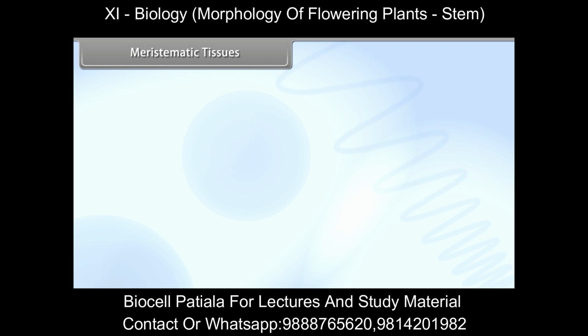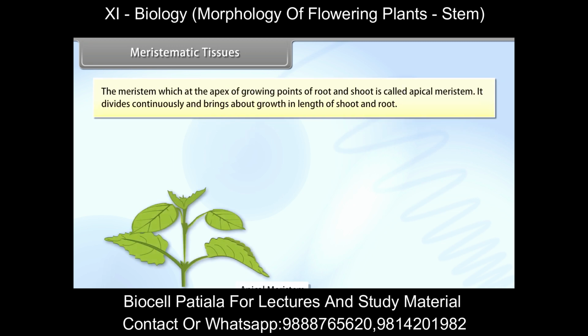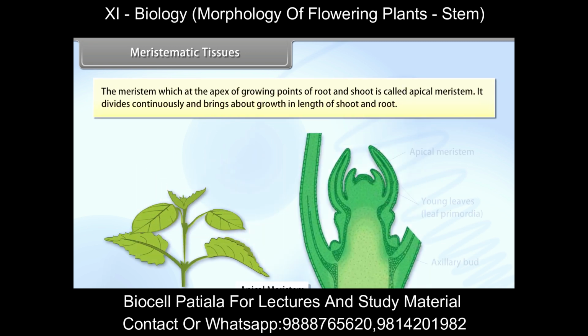Meristematic tissues. The plant tissue made up of small cells capable of dividing indefinitely and giving rise to similar cells or to cells that differentiate to produce definite tissue is called meristematic tissue. The meristem, which is at the apex of growing points of root and shoot, is called apical meristem. It divides continuously and brings about growth in length of shoot and root.